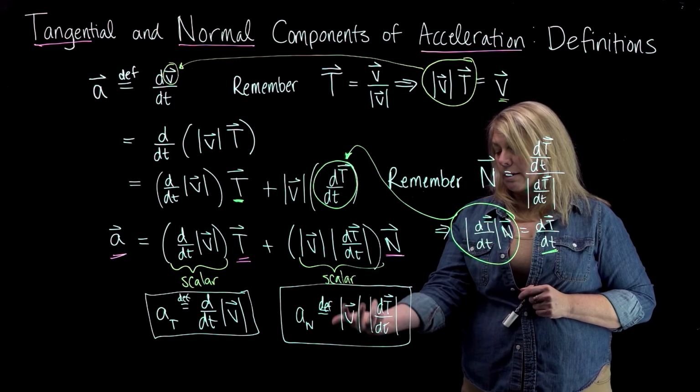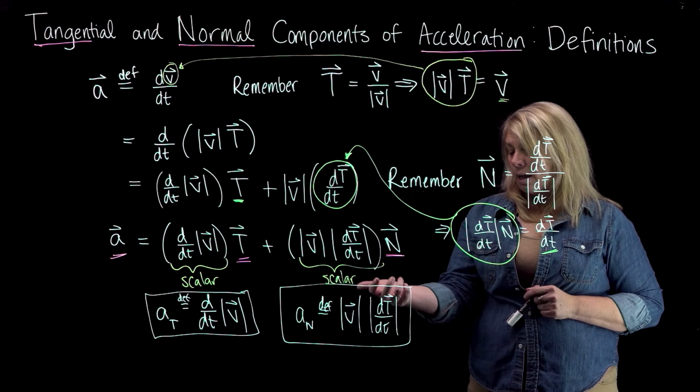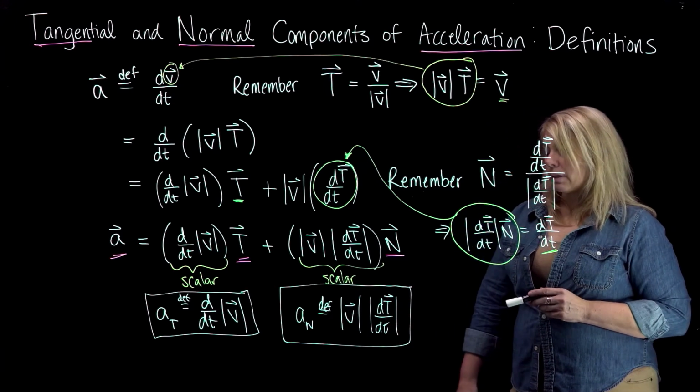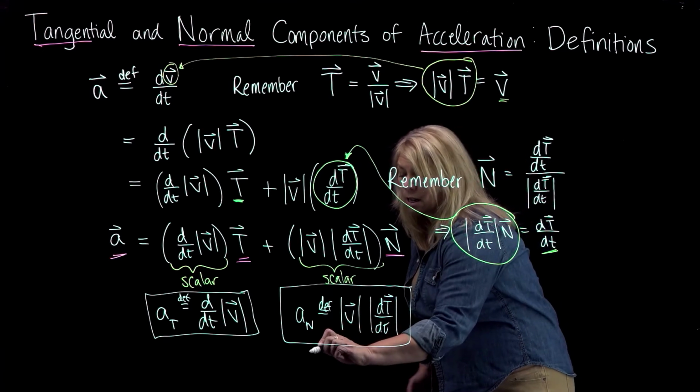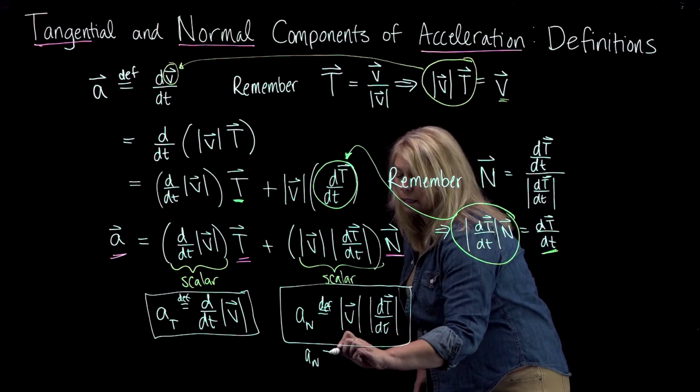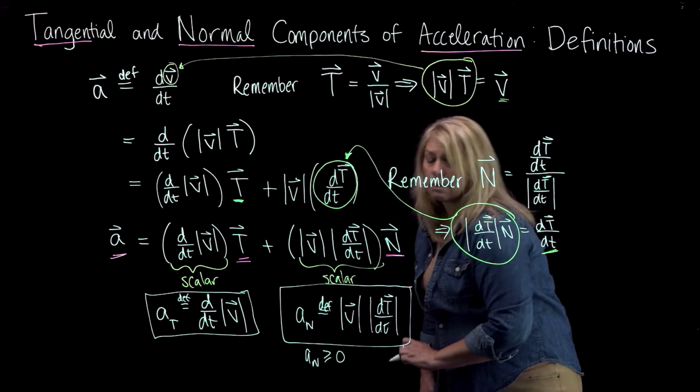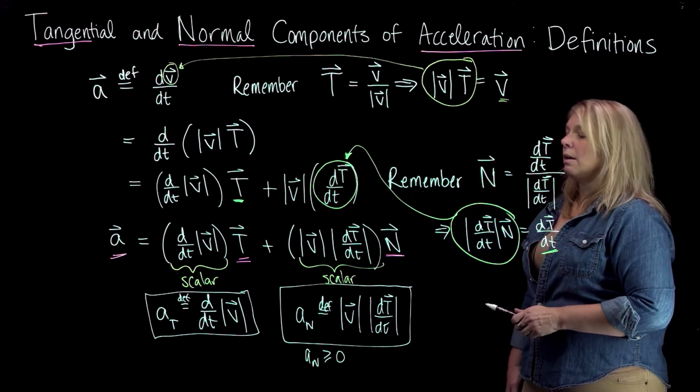So this scalar is only ever going to be 0 or bigger, and this scalar is also only ever going to be 0 or bigger. So a sub n is a scalar, but it will only ever be greater than or equal to 0. It won't ever be negative.